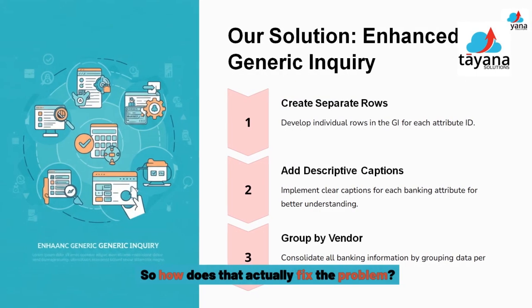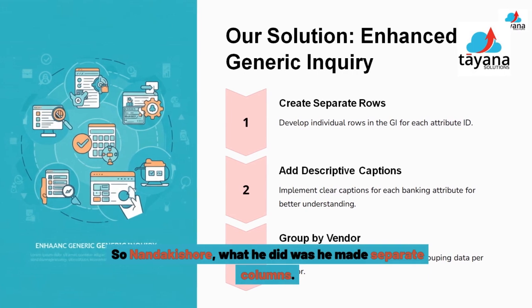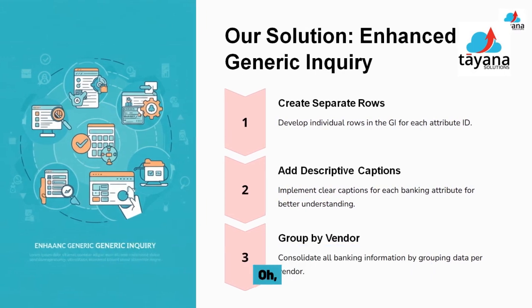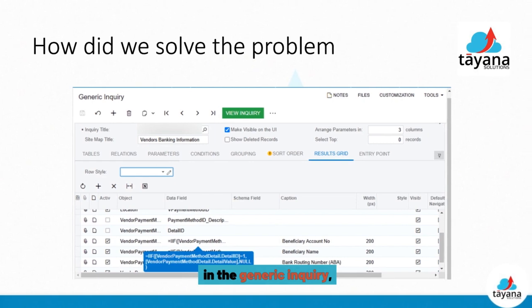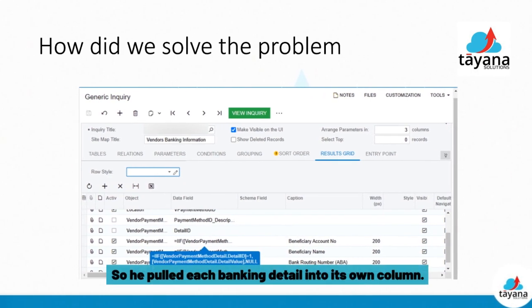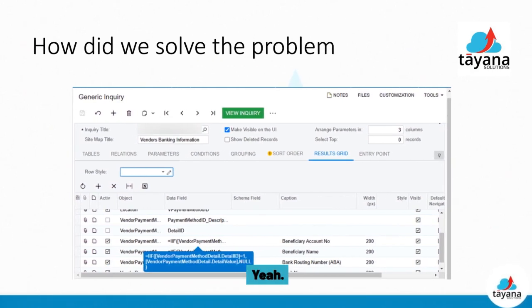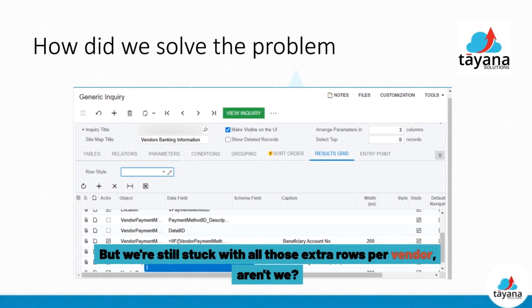Right. So how does that actually fix the problem? What NandaKishore did was he made separate columns in the generic inquiry for each of the detail IDs. That's pretty clever. So he pulled each banking detail into its own column. But we're still stuck with all those extra rows per vendor, aren't we?